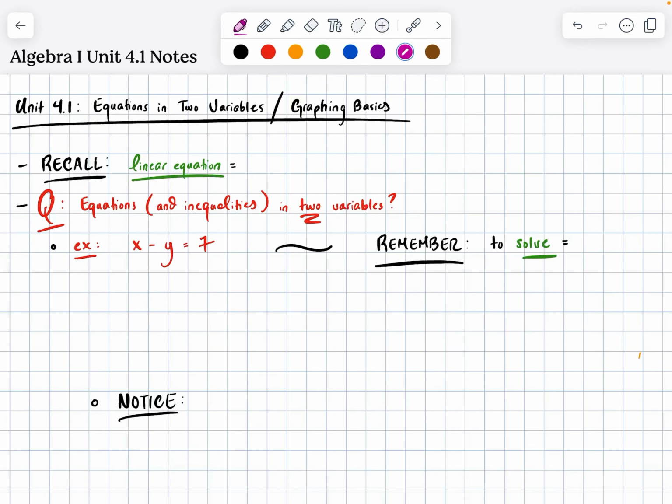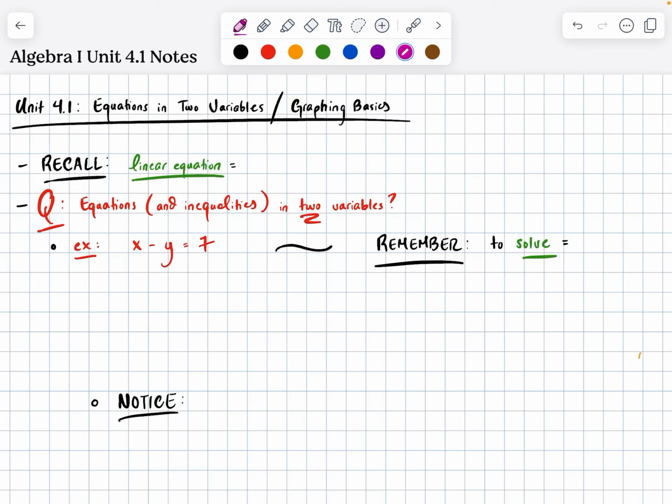So for our first class of Unit 4, let's get started with talking about solving some equations in 2 variables and also refreshing us on some of the basics of graphing. Now, if it's any consolation, our focus, at least for now, is still going to be on solving linear equations.